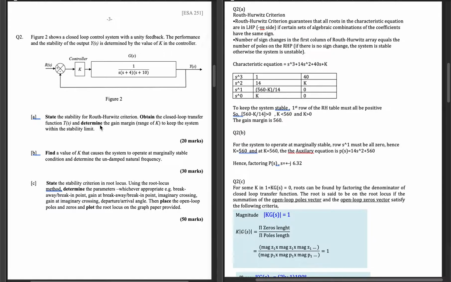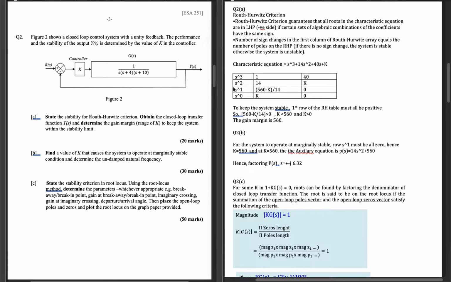So the first question is asking about the stability criterion. The answer will be: RH criterion guarantees that all roots in the characteristic equation are in the LHP, left hand plane, which is on the negative side, and so on. I think you learned this in the previous topics.